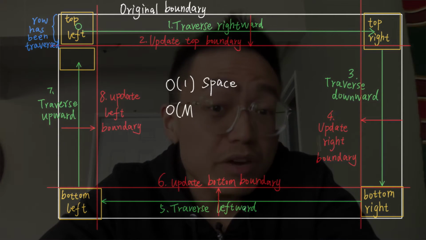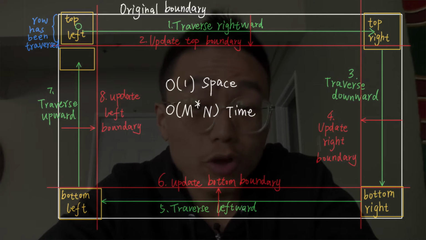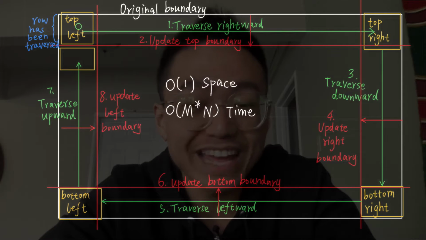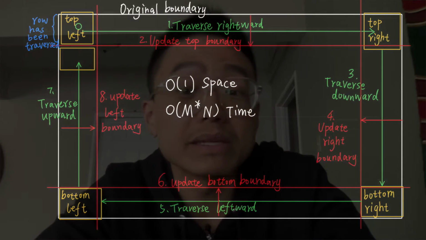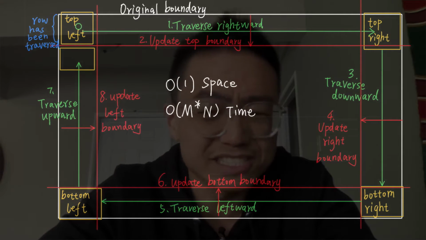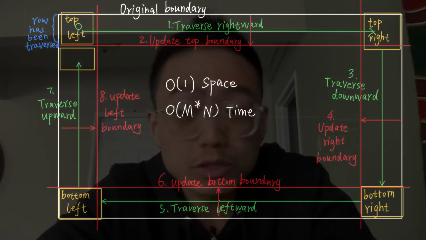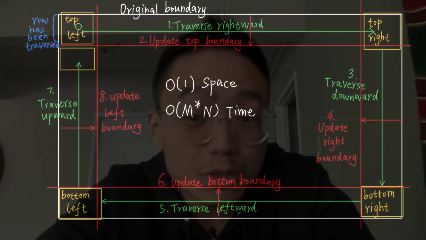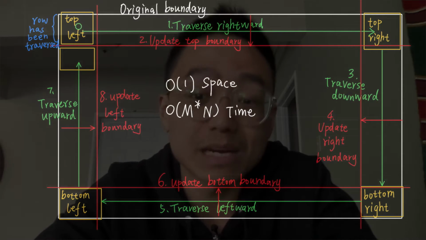Because m is the number of rows and n is the number of columns in our matrix, the time complexity is O of m multiply n. This is because we visit each element once, and the space complexity is just O of 1. This is because we don't use any other data structure. Remember that we don't include the output array in the space complexity.